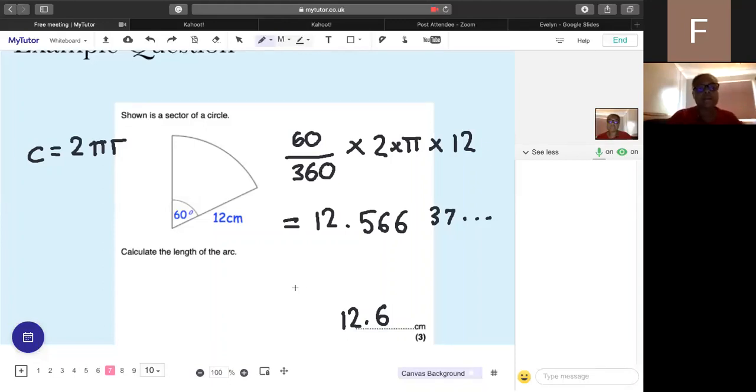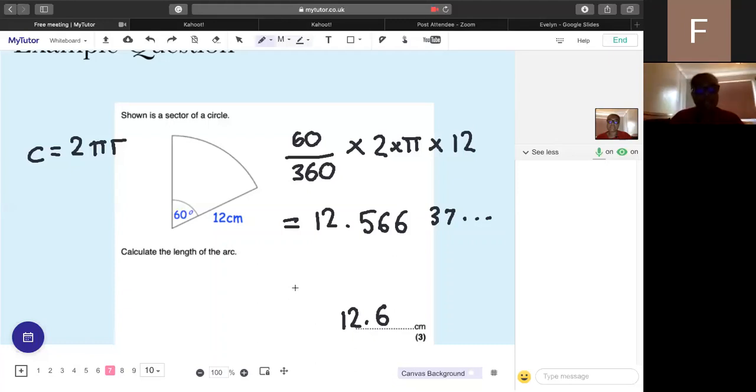Yes, the arc, so someone's asked, is the arc always curved? Yes, it is always curved. The reason why is because your circumference is always curved. So all we're doing is sort of taking a little bit of my circumference and I just want to work out how long that is. So it will always be curved. It's never a straight line.